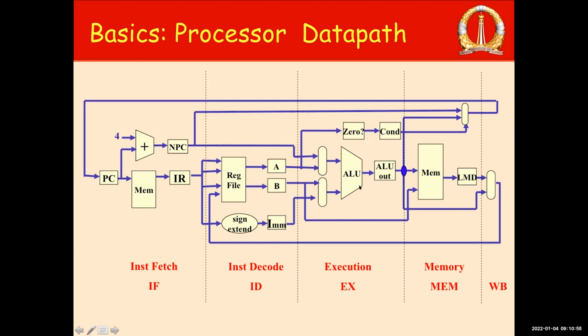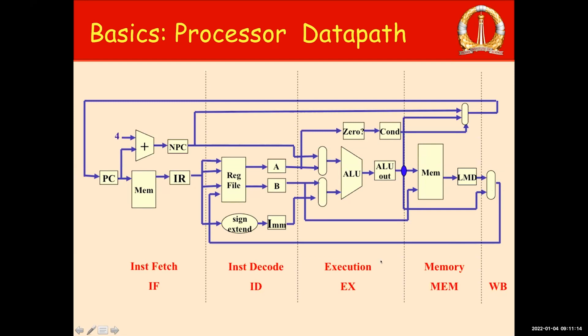For load store instruction, the effective address is calculated, and for conditional branch instructions, the target address is calculated as well as the conditions are calculated. In the memory stage, for load instruction, the value is loaded into the LMD register. For store instruction, the value is written into the memory location.